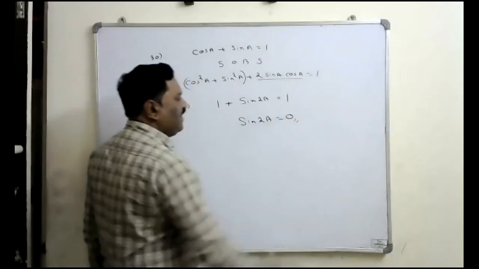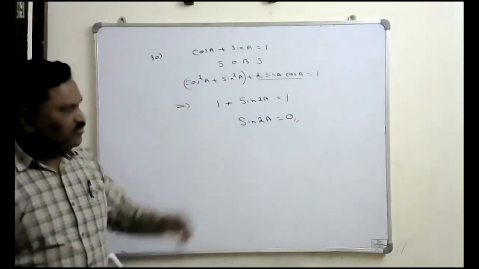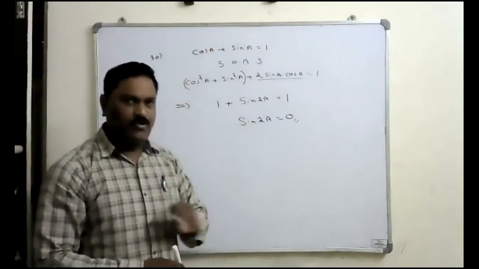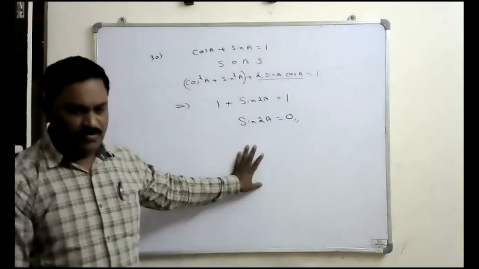This is the value of sin 2A, right? So whenever cos A plus sin A or sin A plus cos A is given, and we want to find sin 2A, this is the procedure we have to follow. Take that.